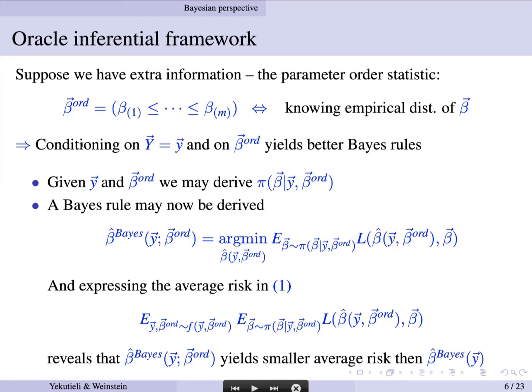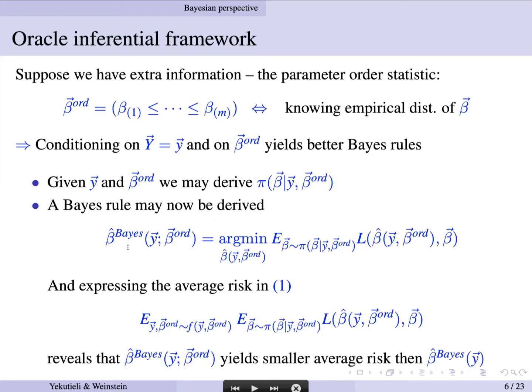And this is the entire trick from a Bayesian perspective. Conditioning on y and on beta ord yields better Bayes rules. The idea: if I have more information, I get better Bayes rules. And I'll just elaborate on that. Given y and beta ord, we may derive the conditional distribution of beta vector given y vector and this order statistics. And the Bayes rule may now be derived as follows.